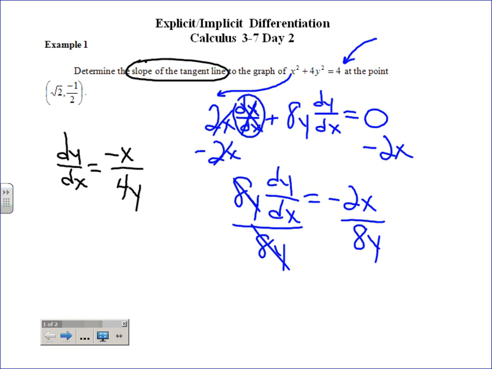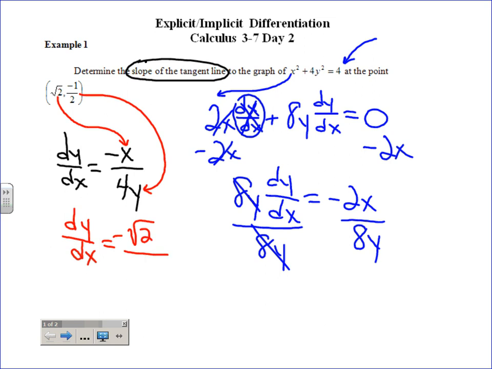And now, where this x is, I'm going to replace it with the x value, right? And this y happens to be on the bottom, so I'm going to replace it with the y value. Okay? And that will tell me the slope. So, negative square root of 2 over a negative, right? Because if I put a negative half in there, negative 2. So in other words, negative square root of 2, it really ends up just being positive.